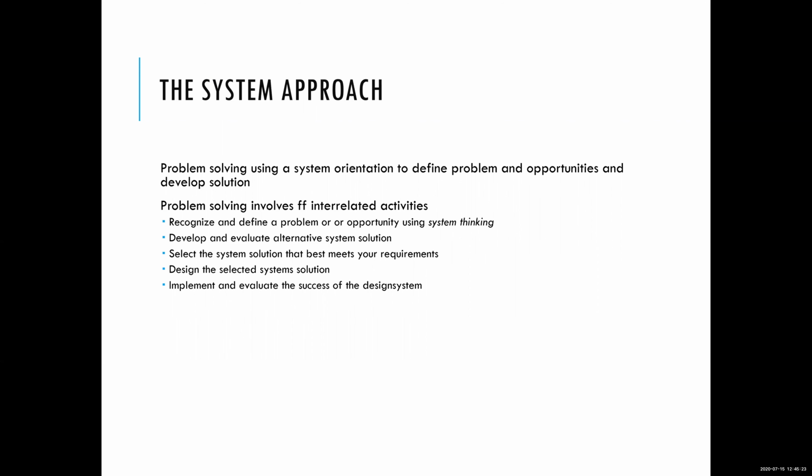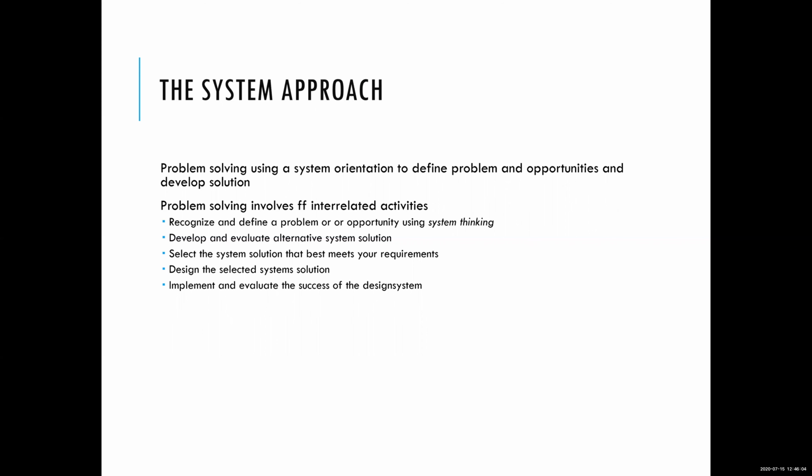The first thing is that it recognizes and defines the problem or the opportunity using system thinking. And that's what I explained. Systems work through iterations until, and when they measure and they get something close, then they will exit and go to the next step. Then the second thing is that you develop and evaluate the alternates. So in other words, you develop different models and then you evaluate until you get one that fits closely to what you desire.